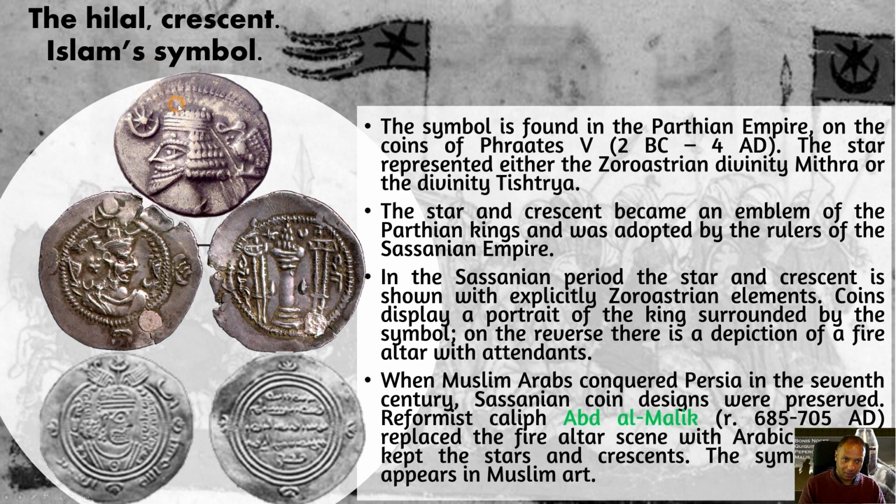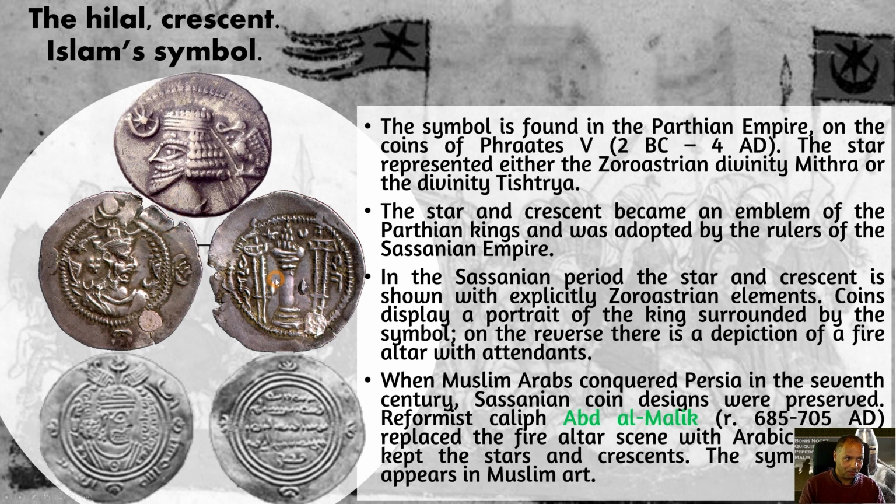The Hilal crescent is commonly found on all of these ancient pagan coins. So the symbol is found in the Parthian Empire. Parthia, this would be what we would call Iran today. On the coins of Phraates V, from 2 BC to 4 AD, the star represented either the Zoroastrian divinity Mithra or the divinity Tishtria. The star and crescent became an emblem of the Parthian kings and was adopted by the rulers of the Sasanian Empire.